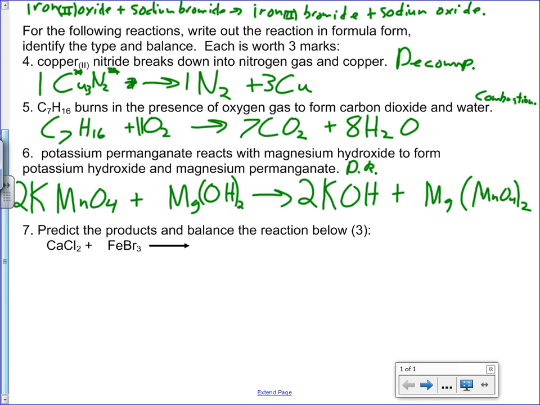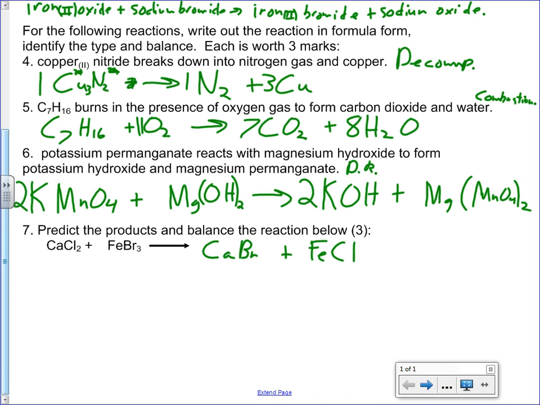All right, and then for number 7, we got to predict the products. So in order to predict the products, what do I first have to identify about this reaction? What kind of reaction is it? It's a double replacement reaction. In a double replacement reaction, what do we do? Swap the metals, right. I tried to pick essentially the easiest one other than synthesis for you to do on your first one. All right, so we swap the metals here, which is going to give us calcium with bromine and iron with chlorine.